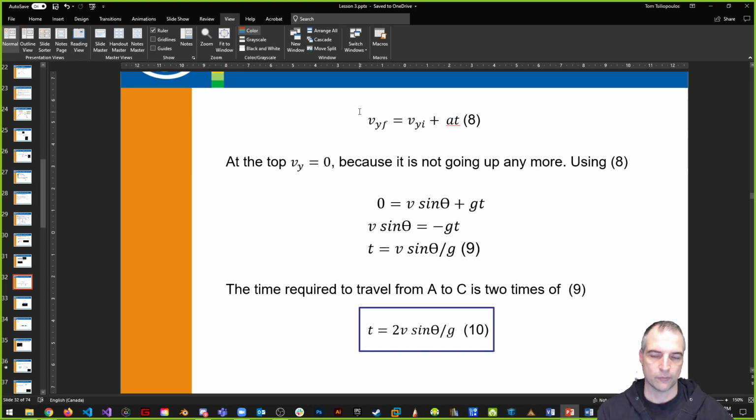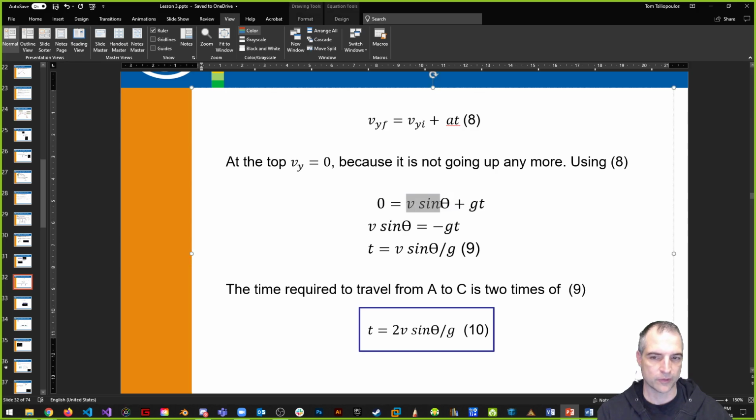We have this idea. Vy final, this is the equation, equals Vy initial plus at. We've seen this thing before, right? That is on the y-axis, okay? At the top, Vy is equal to 0. We know this, right? And if we do a proof, if we move things around, we know that Vy initial is equal to V sine theta. We're only caring about the y-axis right now. We know at the top of the motion that it's going to be 0. It's not going to go up or down. Vy final at the top is going to be in equilibrium, plus gt, where g is gravity.